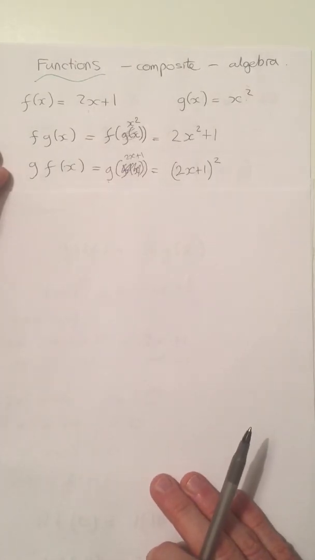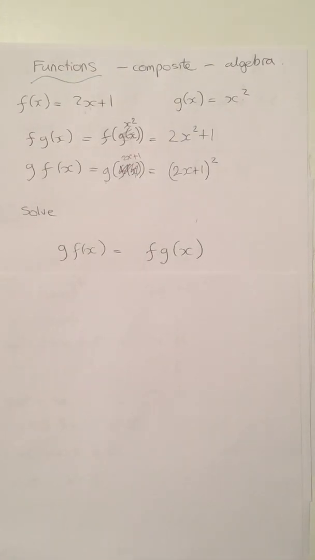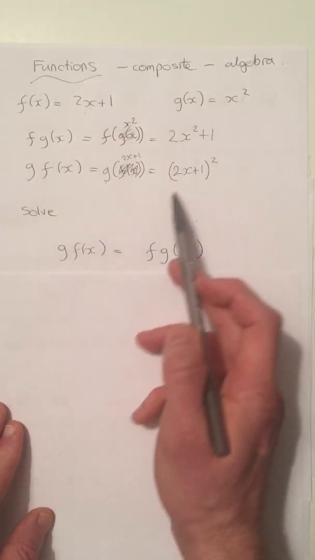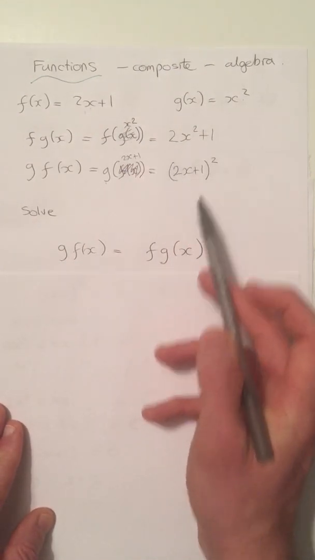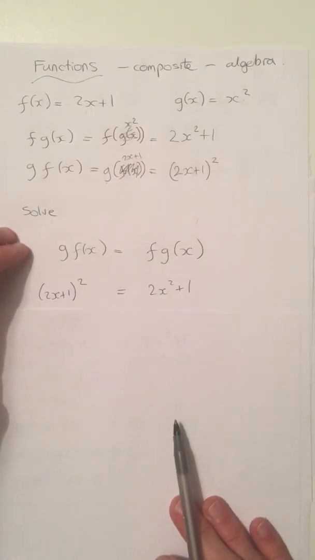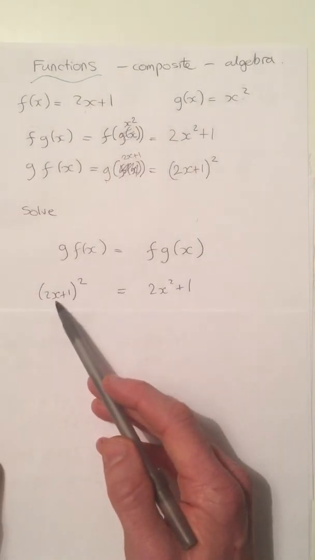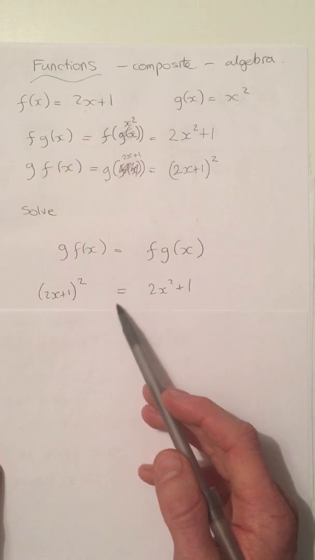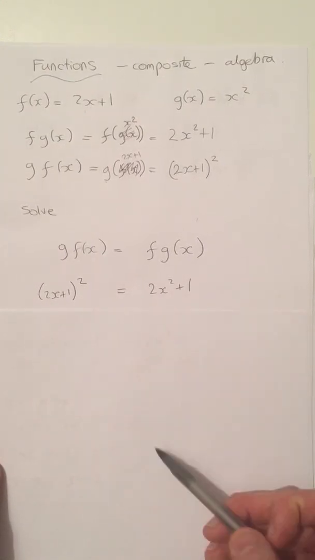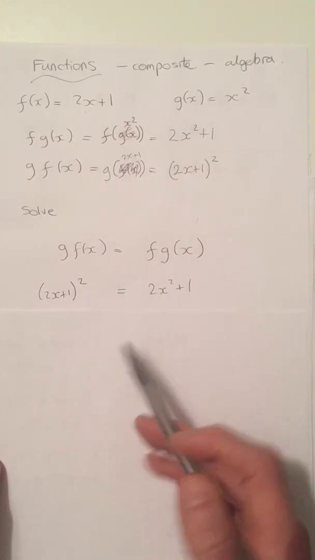Now, if I were asked to then solve an equation like this, I know gf of x is this. I know fg of x is this, so I can replace those like so. And then this is now basically a quadratic equation to be solved. I've removed the functions by doing this process up here. I can expand the brackets here.